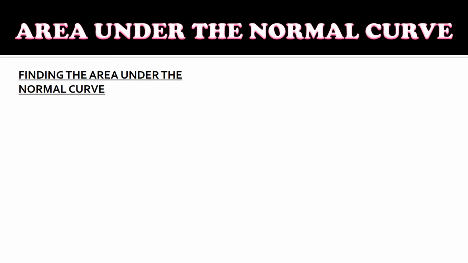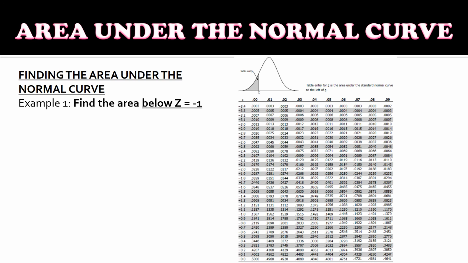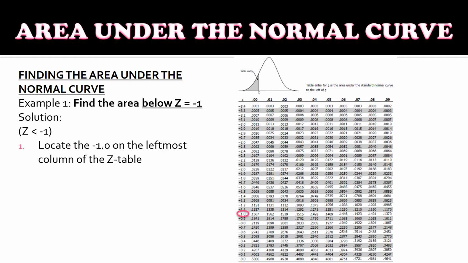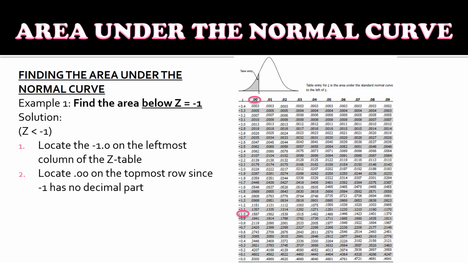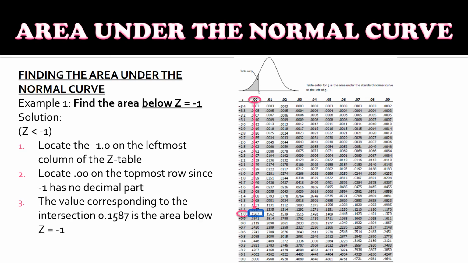Finding the area under the normal curve. For example, find the area below z equals -1. Since we have a negative here, the z-table that we are to use is on the negative side. To interpret, below z equals -1 means z is less than -1. First locate the -1 under the z. Then locate the point 0, 0 on the topmost row since -1 has no decimal part. The value corresponding to the intersection, 0.1587, is the area below z equals -1.